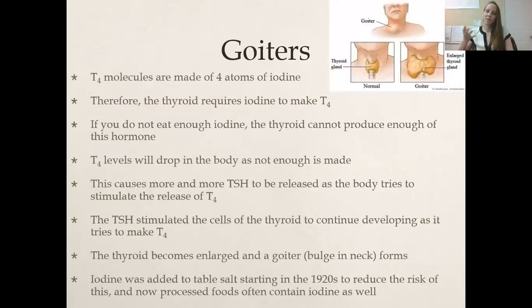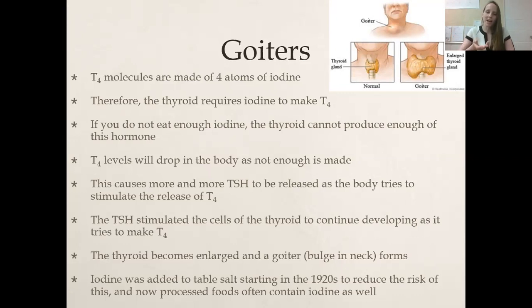You can also have something called goiters if T4 levels are super low. That actually tends to happen because of a lack of iodine in the diet. T4 molecules require 4 iodine in order to be made. There are 4 iodine atoms in every T4. And so if you don't have enough iodine in your diet, the thyroid just can't make T4. So your T4 levels will drop.